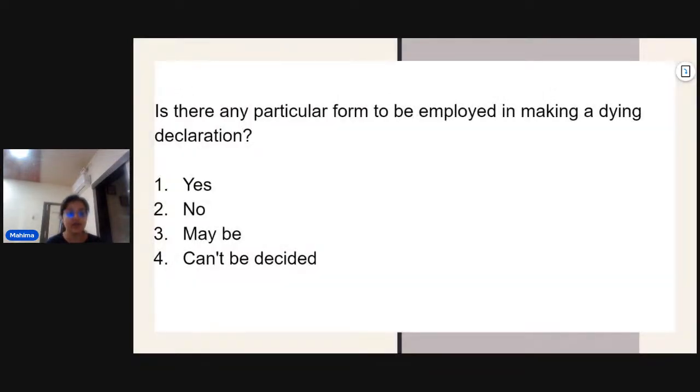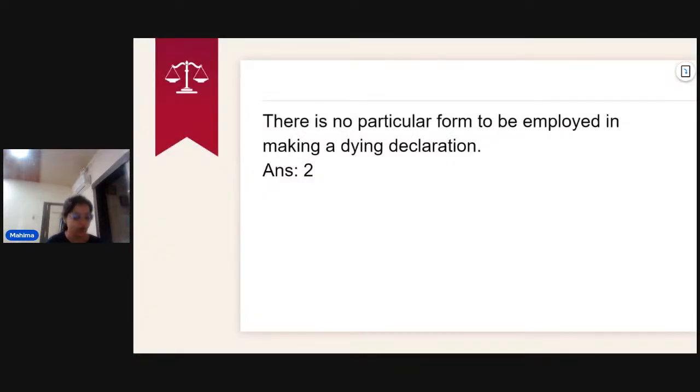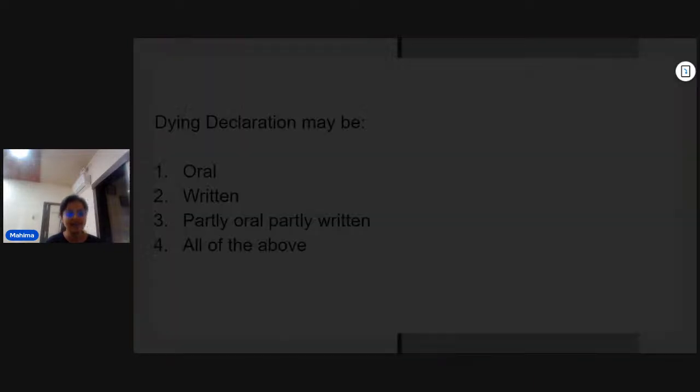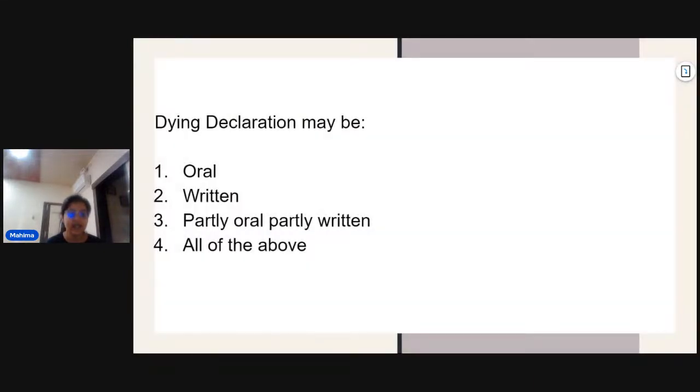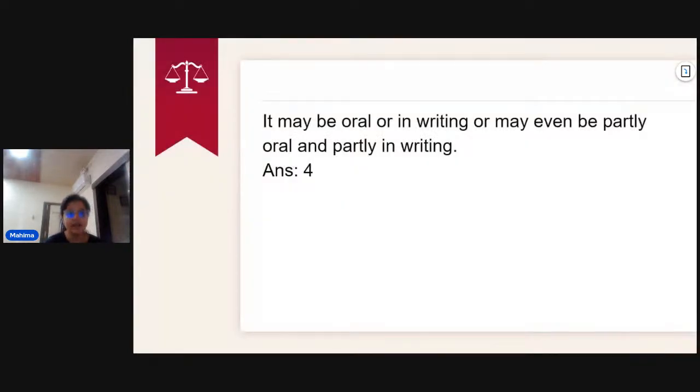Is there any particular form to be employed in making a dying declaration? Yes, no, maybe, can't be decided. Is any particular format needed for a dying declaration under section 32? Yes, it is a very basic question. No particular form. A dying man never lies. This is the only principle on which dying declaration is based. Dying declaration may be oral, written, partially written, all of the above. It is all of the above.